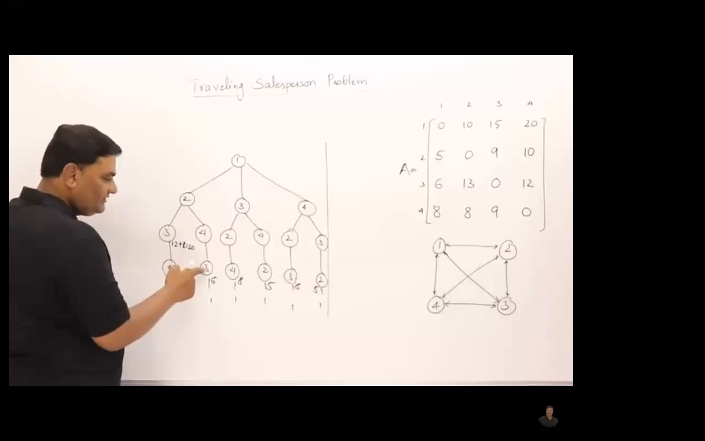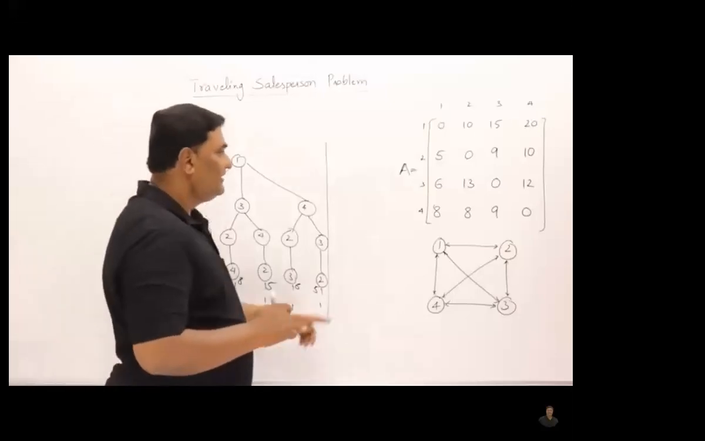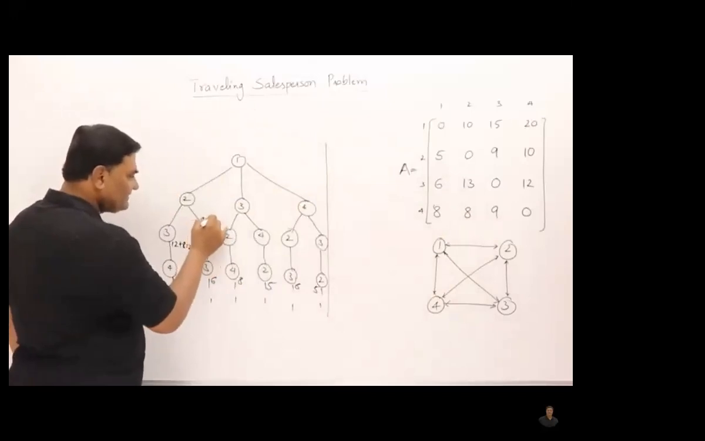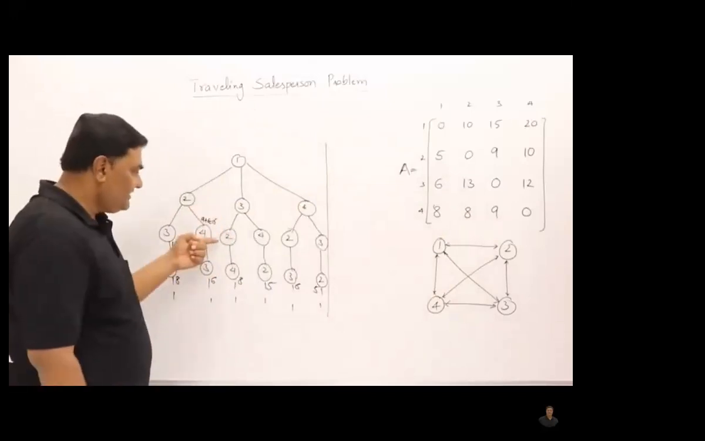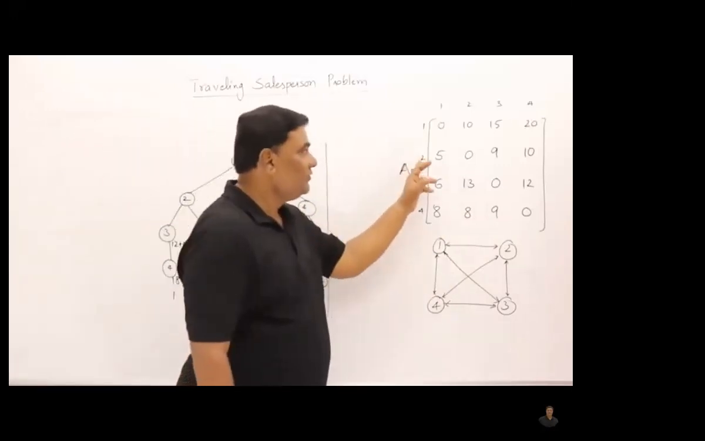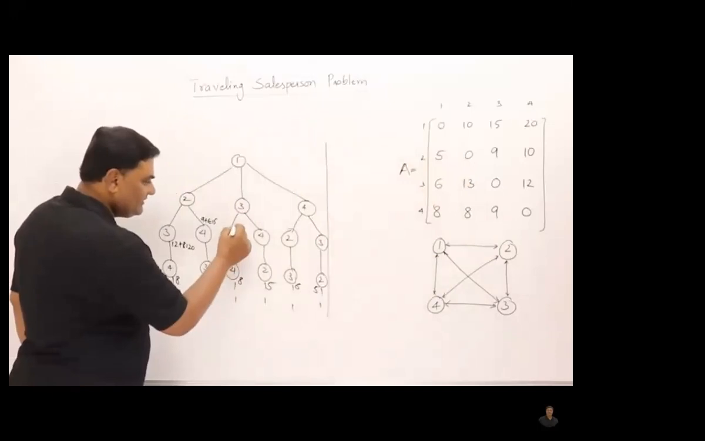And if he is on 4, he has to go to 3 and then return back to vertex 1. So 4 to 3, how much? 4 to 3 is 9 plus 6, this is 15. Now suppose he's on vertex 2, then where does he have to go next? Vertex 4 and then return to vertex 1. So 2 to 4, how much? 2 to 4 is 10. 10 plus 8 is 18.